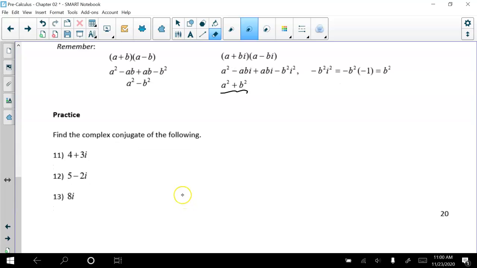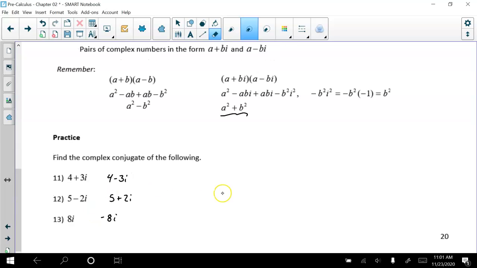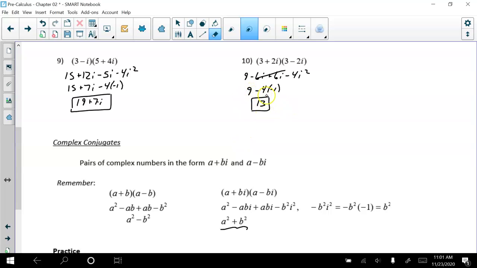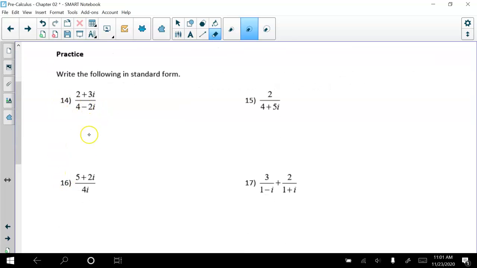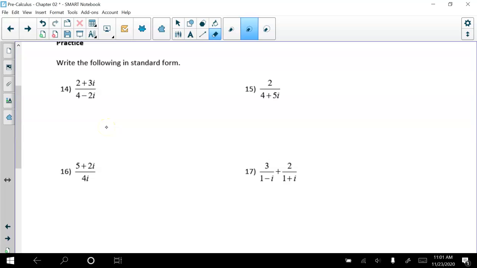So we're going to look at complex conjugates. 4 plus 3i, the complex conjugate, 4 minus 3i. 5 minus 2i, the complex conjugate, 5 plus 2i. For 8i, the complex conjugate is negative 8i. Now, one thing I want you to notice is when we multiply these complex conjugates, we end up with just a real number in the end. That's key. Because now we're going to be simplifying when we have division. So we're just going to do 14 and 16 and then come back and talk about the rest later on.